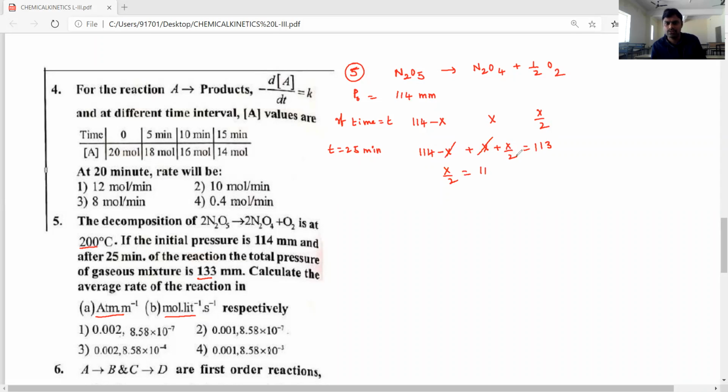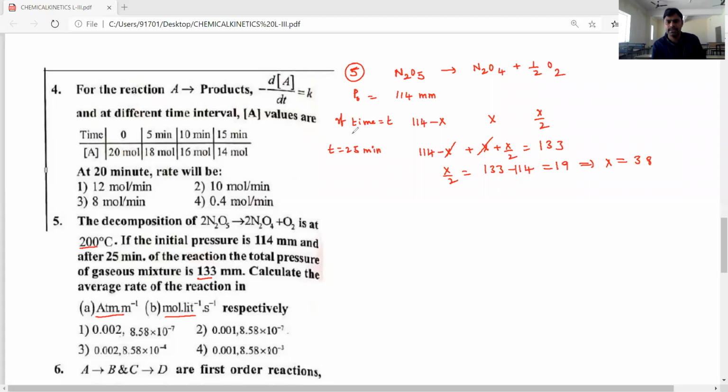X by 2 is equal to 133 minus 114. Then we'll get 19. From this, x is equal to 38.